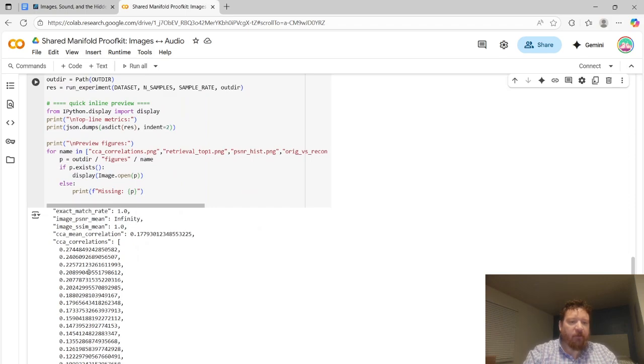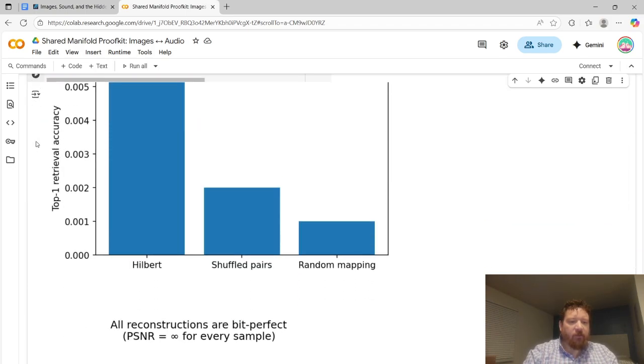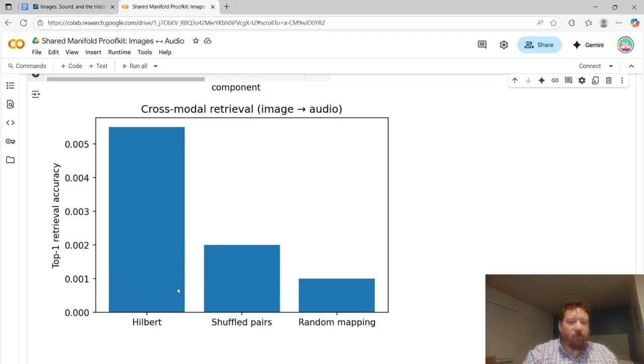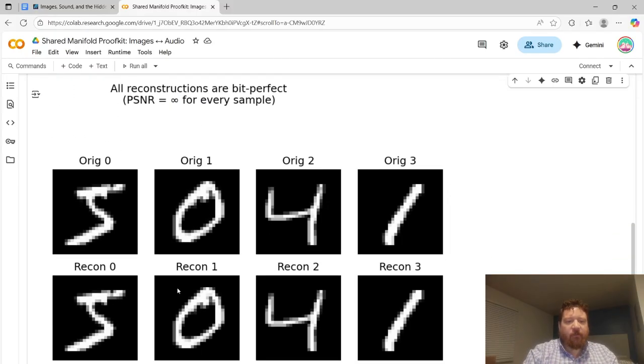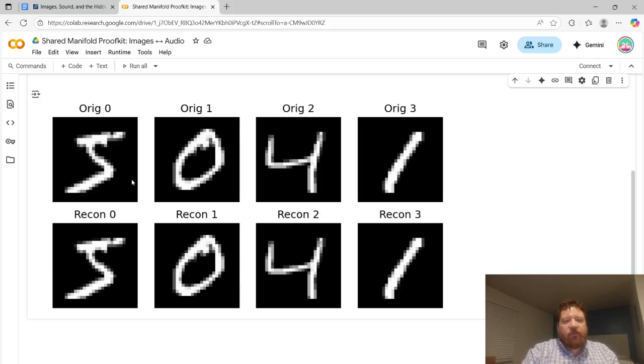So here's all of our metrics, here's all of our correlations, etc., all good stuff that we want to see. Hilbert transforms are very nice within that. And this is our data, right? This is the original data set. It's MNIST digits, so 5041, and then we convert this to audio and then back into an image, right? Here's the original, and here's the one converted from audio back into an image.